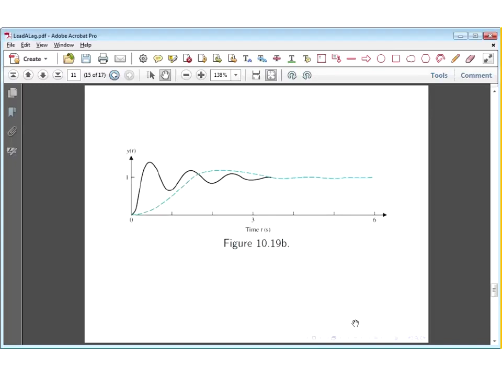Figure 10.19b shows the general effect in terms of step response of a lag compensator. The uncompensated closed loop system would have a response indicated by the black solid line: high overshoot, very oscillatory. But after we've inserted the lag compensator, the overshoot is reduced, the oscillation is reduced, but you can see that the system is quite a bit slower. It slowed down the response.